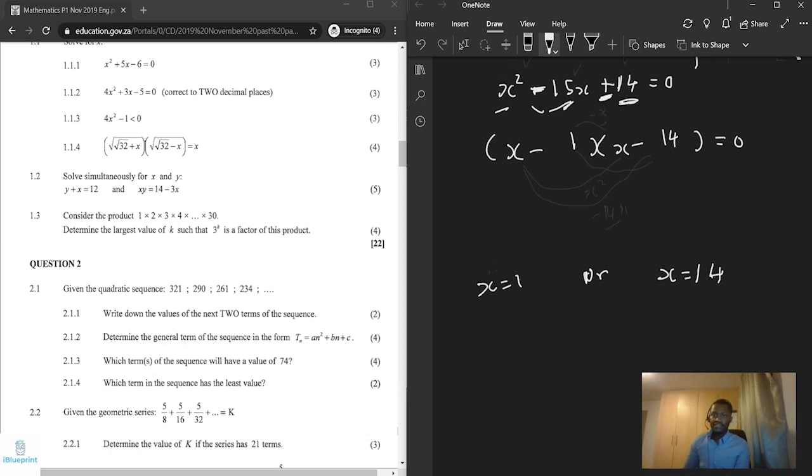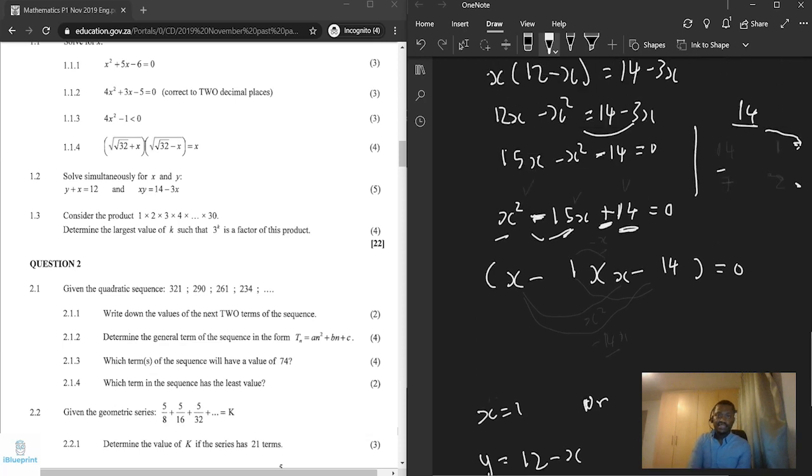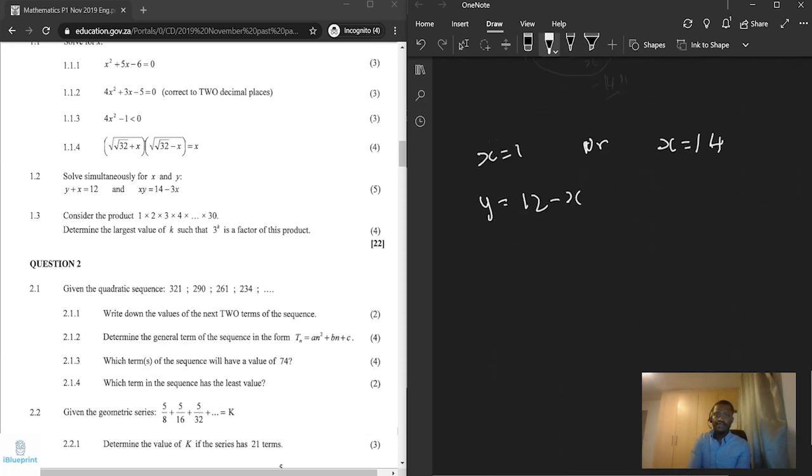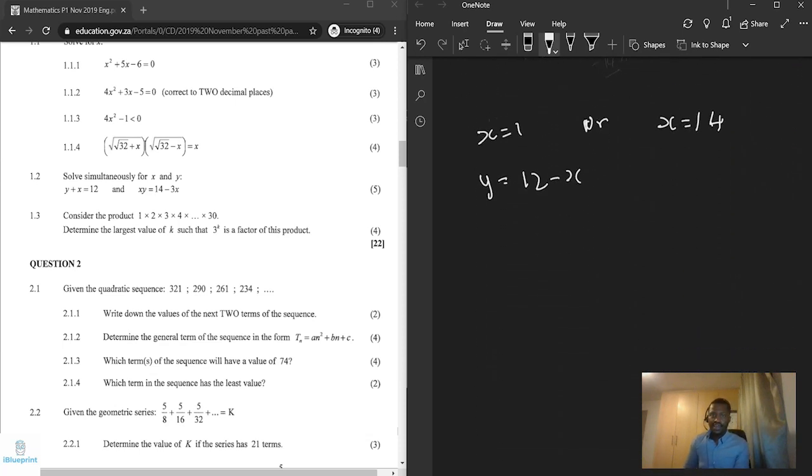X is equal to 14. Now remember our equation that we determined was y equals 12 minus x. Let's just double check that's the case. Yes, it is. So then substitute what you have for y. To get y, you have x equal to 1 now, so 12 minus 1 is 11. Similarly here we have y equal to 12 minus x, so 12 minus 14, which is negative 2.